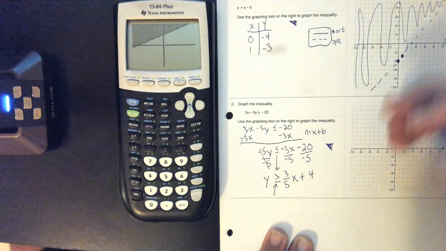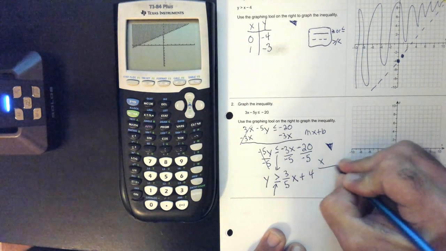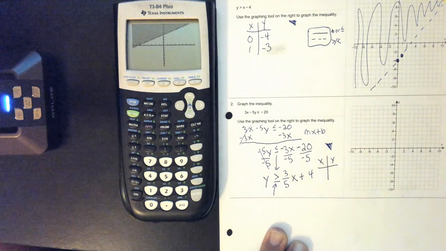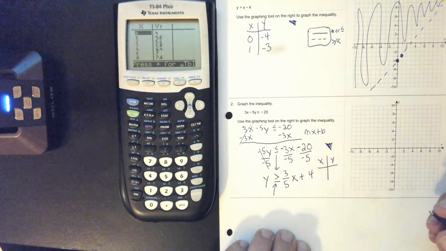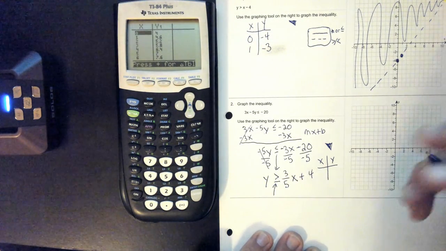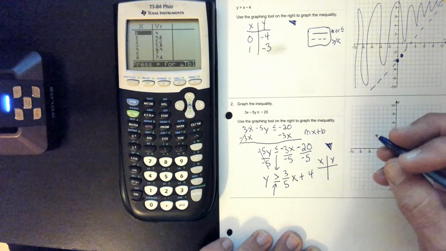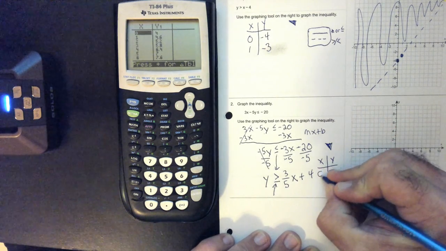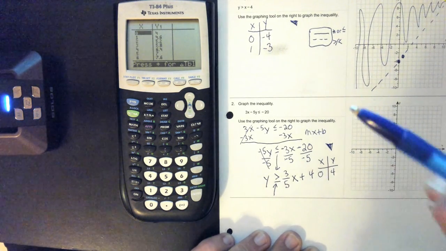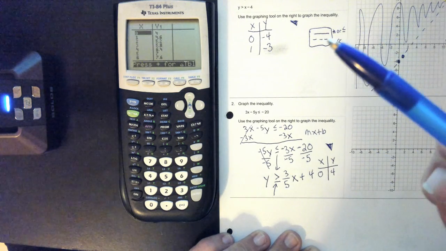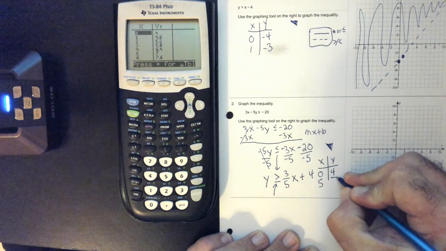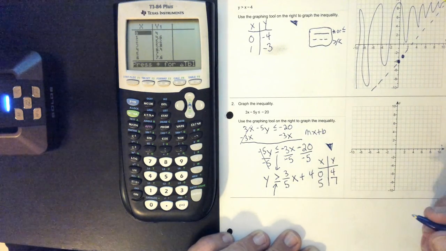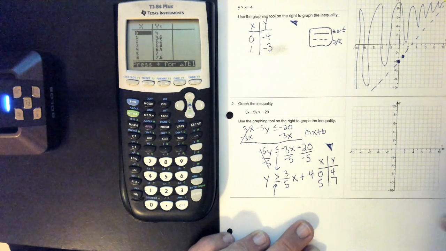Now, I need to make me a what? An X and a Y table so I can graph this. So I'm going to go to my second table. And notice I got points. I got 0, 4. Now, I don't want to plot a fraction or a decimal, so I'm going to go down there and get 5, 7. Okay?